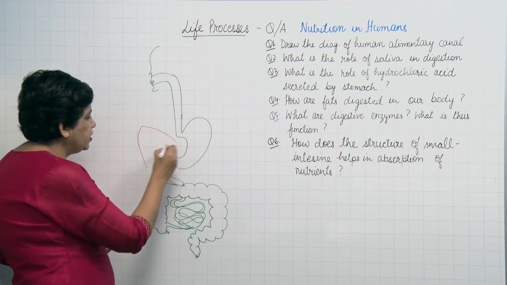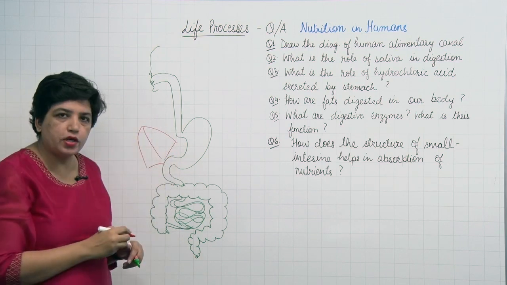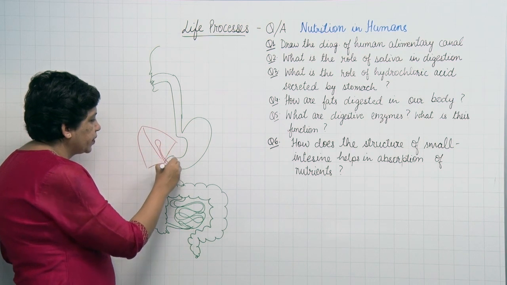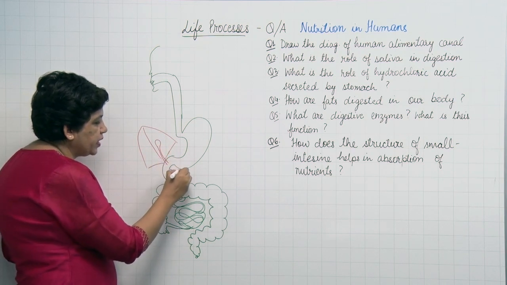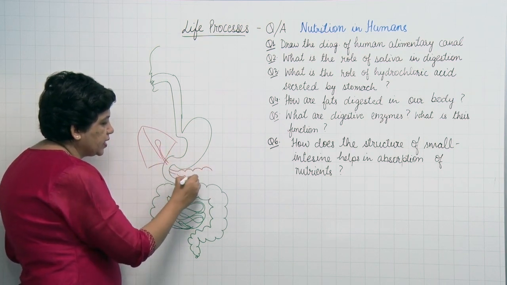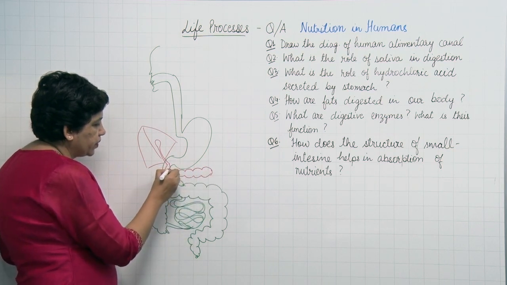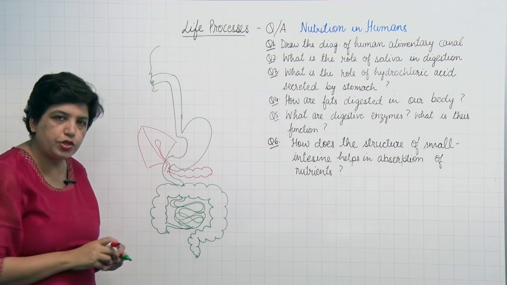One is the liver near the stomach, right? It's the largest organ of our body with a small gallbladder. And apart from this, there is also a pancreas, right where there is duodenum. It also opens up into the duodenum.